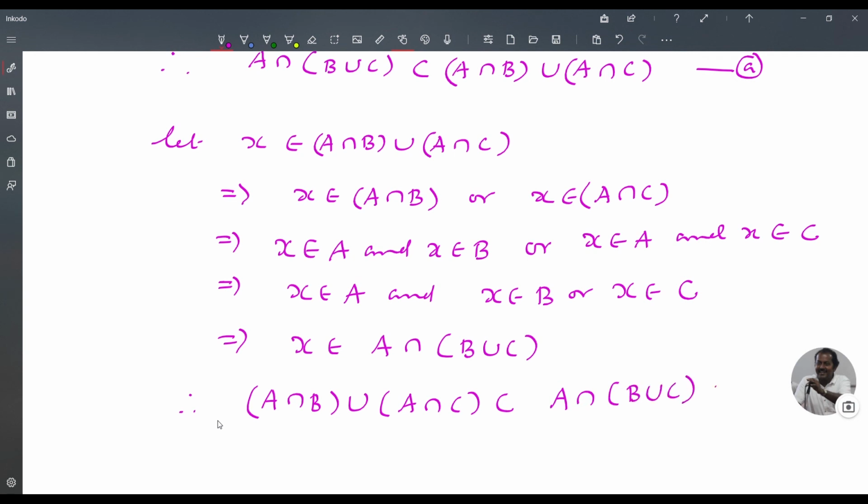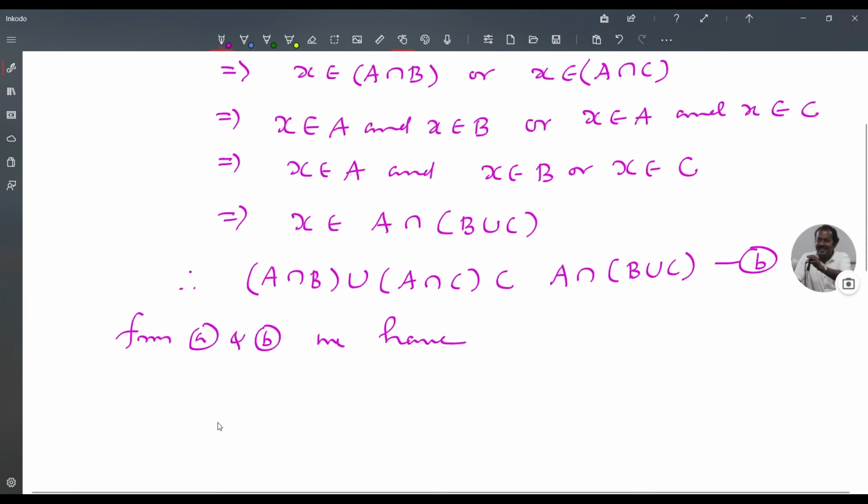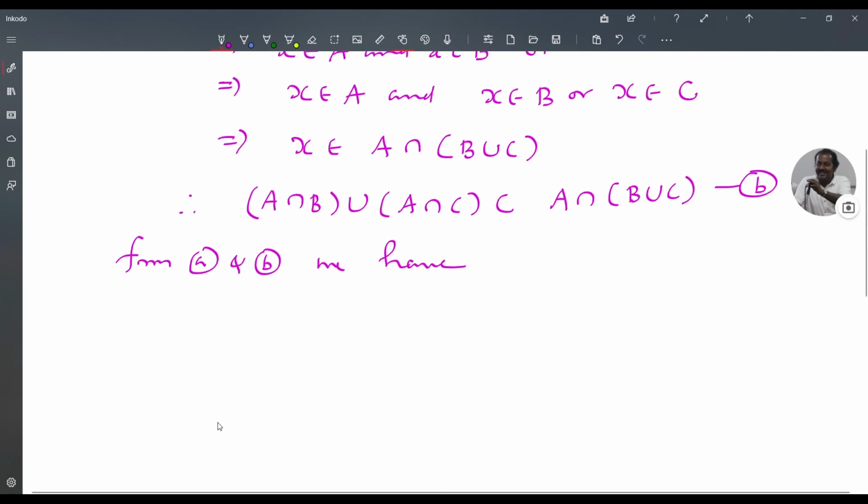So take this as B. So from A and B, we have A intersection (B union C) equal to (A intersection B) union (A intersection C).